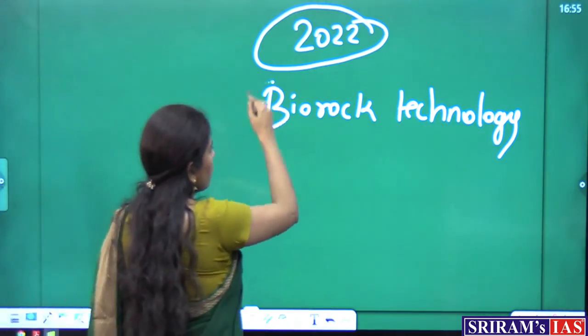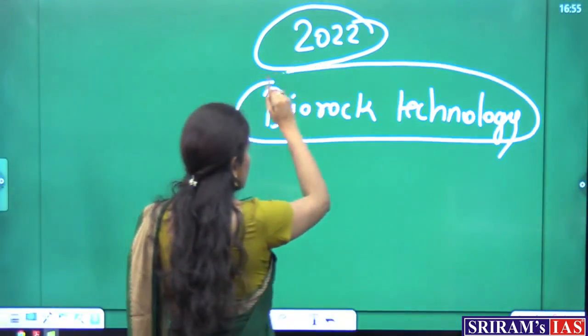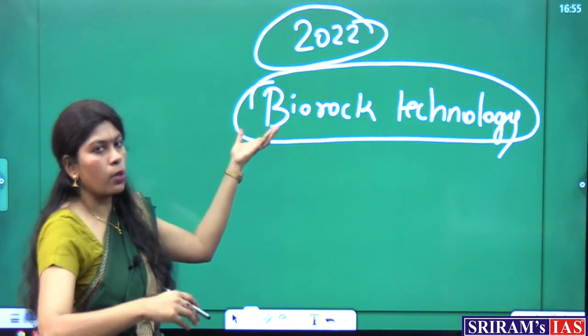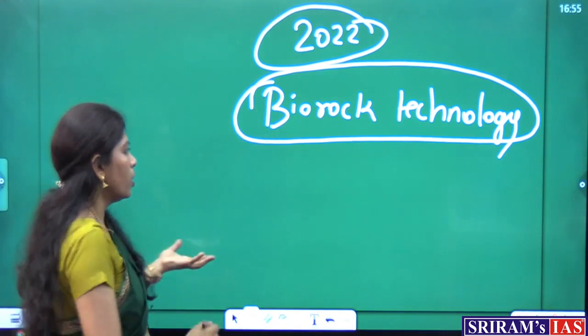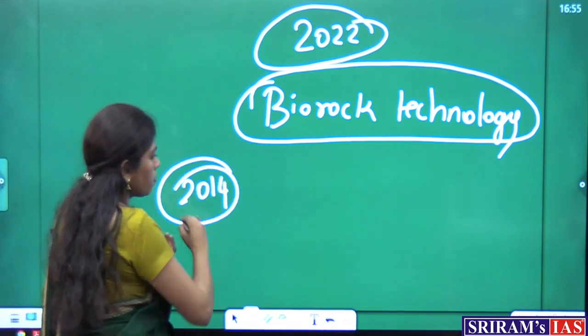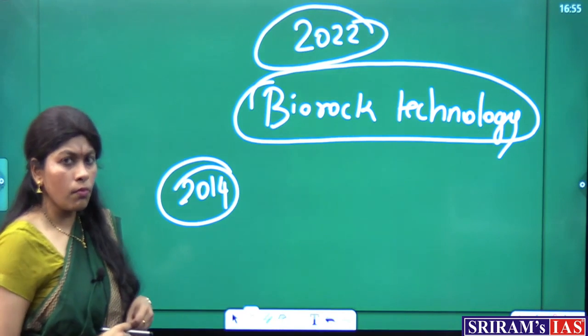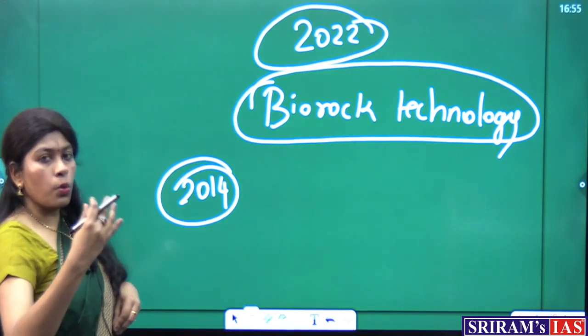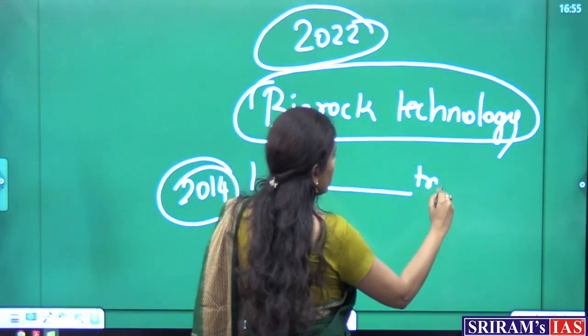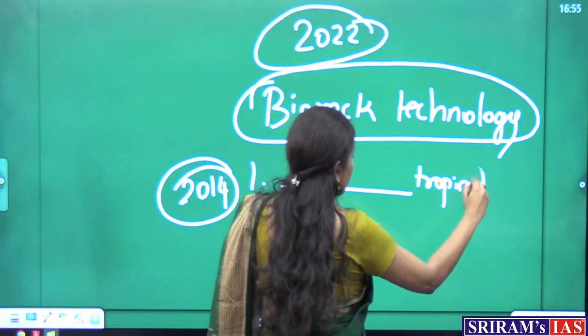It's a technology which is developed by an organization to restore the coral. This way they asked a question, what is bio-rock technology? They gave 4 options for you. Again they asked in 2014, the question was statement oriented. They were asking, statement number 1, most coral reefs are located in tropical waters.